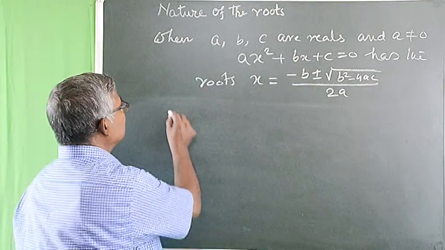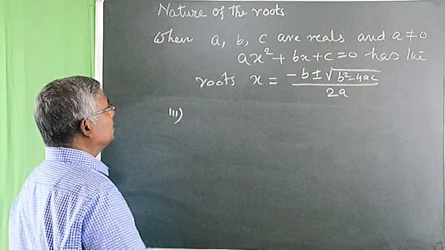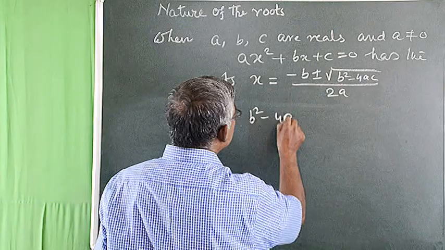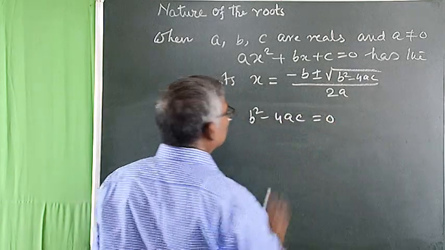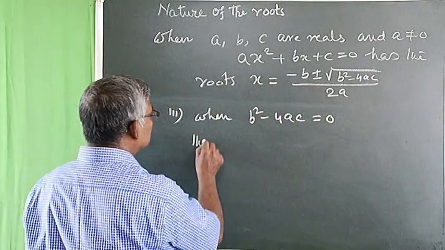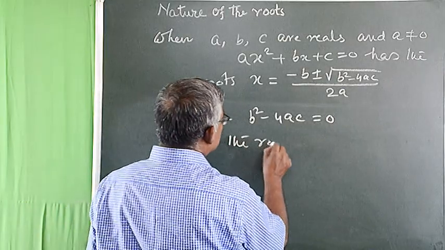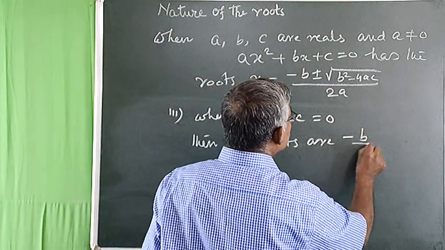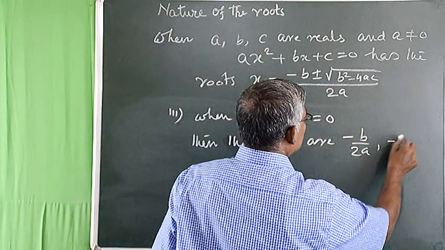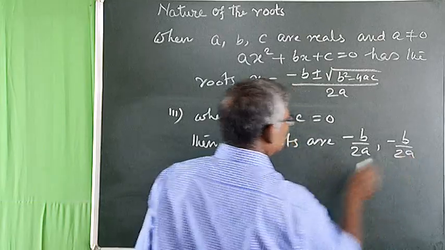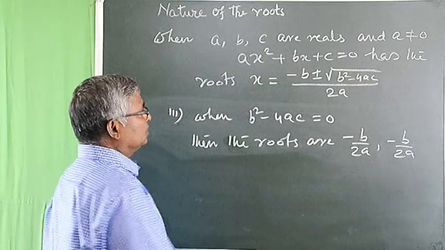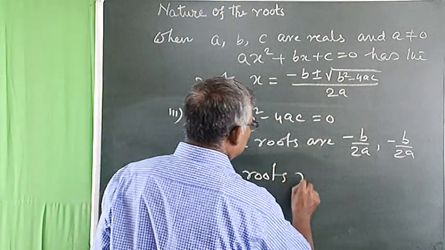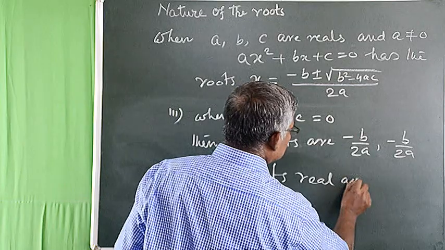Students, let us consider the next result when b square minus 4ac equal to 0. Then the roots are minus b by twice a and minus b by twice a. Students, in this case the roots are real and equal.